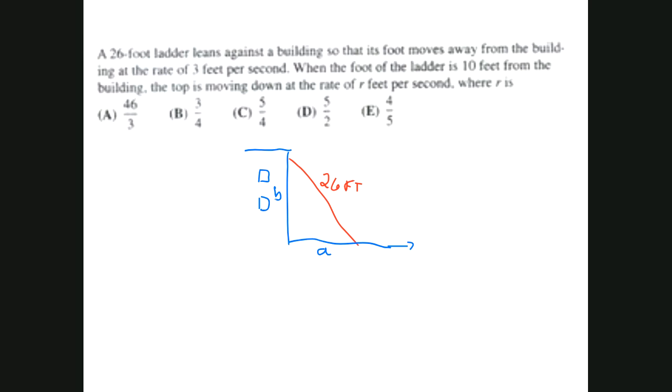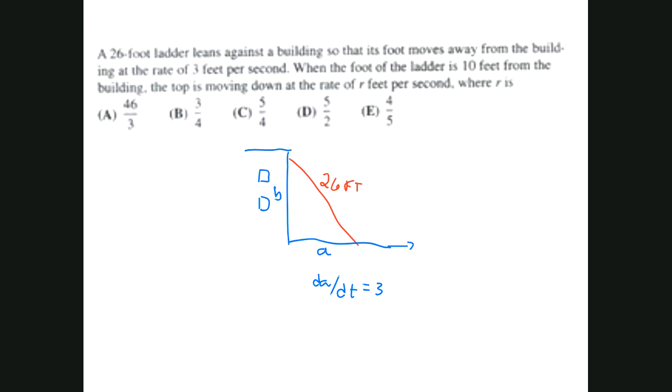So in this problem, the 3 feet per second, that's dA/dt. That's the rate at which A is moving. That's 3 feet per second. Okay, does that make sense? They just gave me dA/dt. Okay, so now we'll continue.